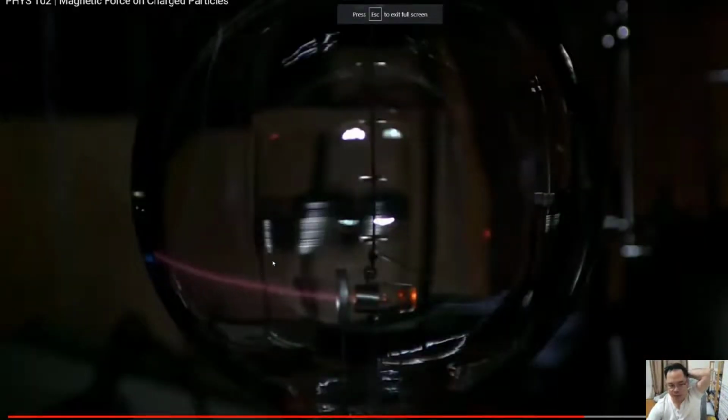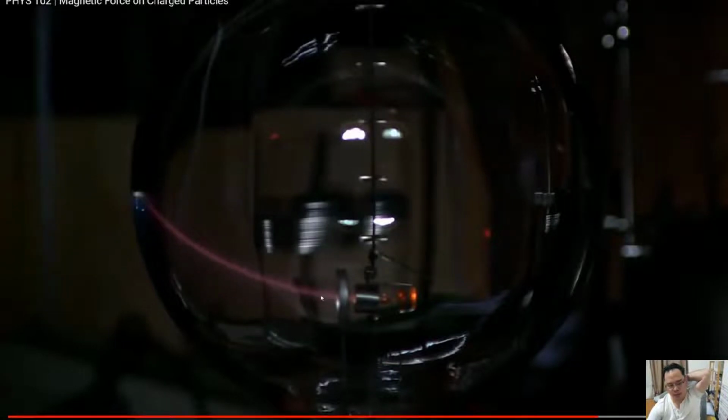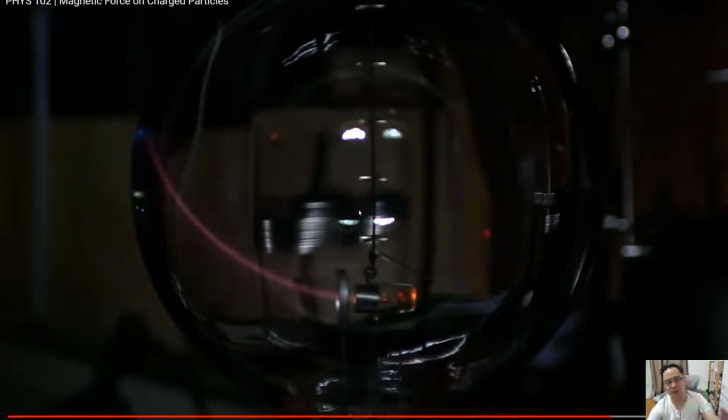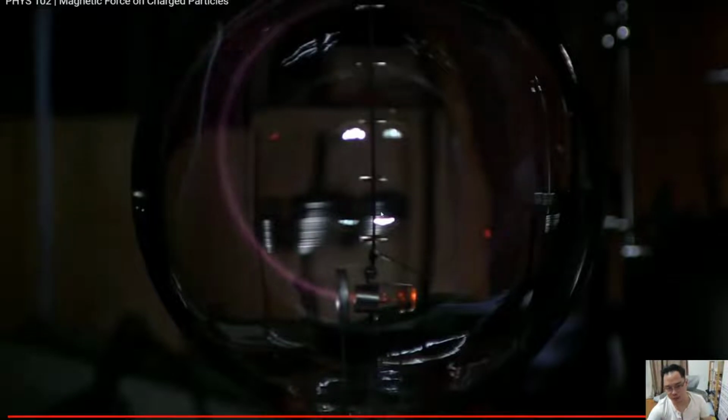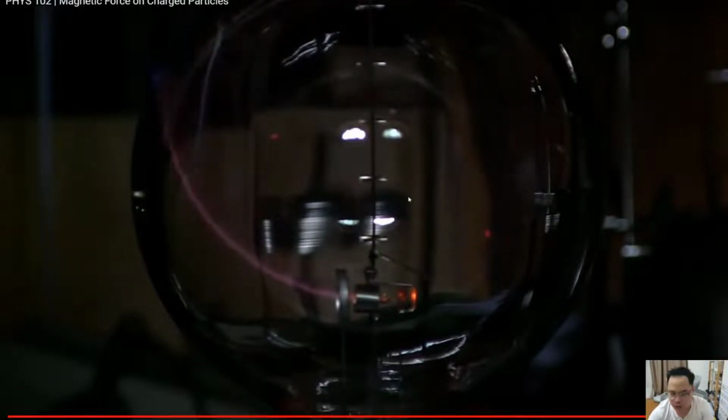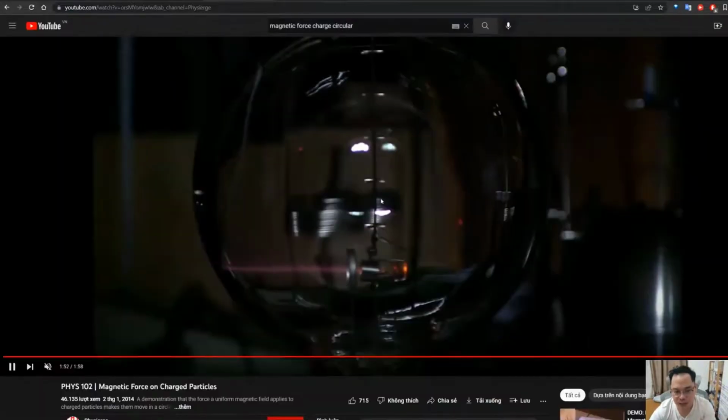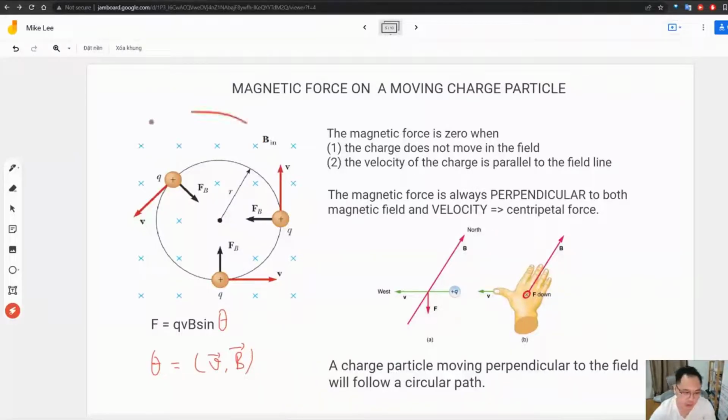And that uniform magnetic field will bend the path of the electron, and increasing the strength of the magnetic field until it is great enough to be a centripetal force, making the electron follow a circular path. Okay, like this. So that is the demonstration where we can actually see the effect of a magnetic field on a charged particle, like in this case.